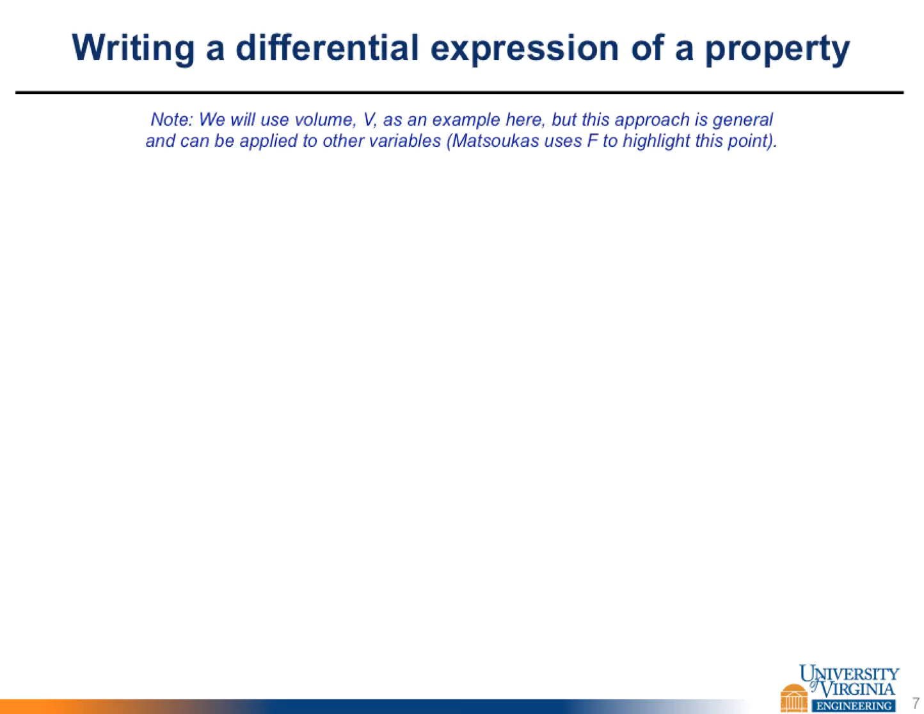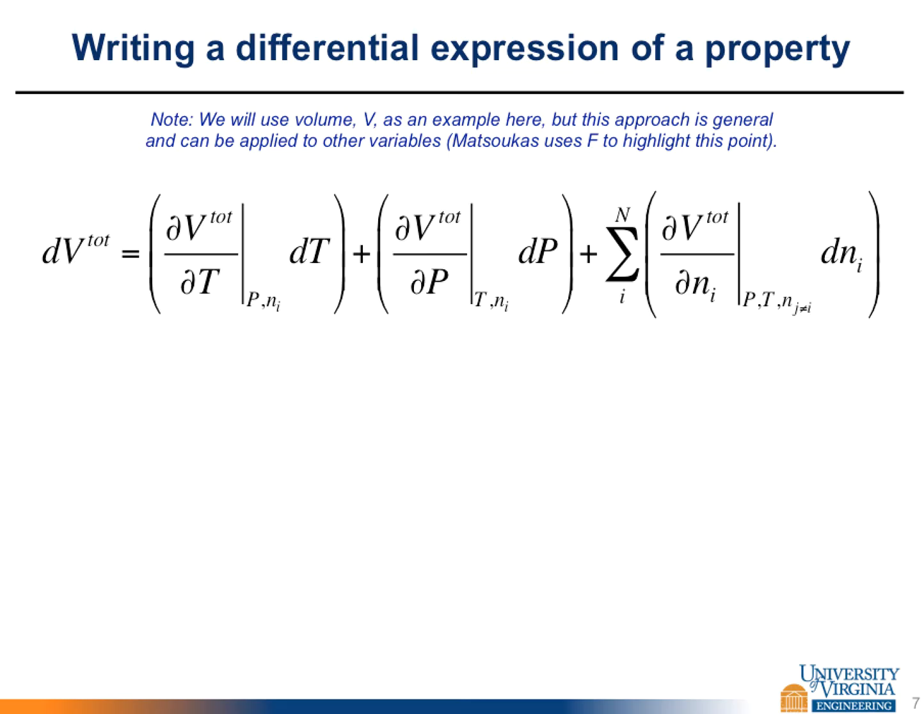And so ultimately, we want to calculate delta V mix, for example, without knowing the real mixture molar volume ahead of time. And so in order to do this, it's useful to start by writing a total differential for the total volume of the system in terms of temperature, pressure, and moles. And so we can write that out as shown here.